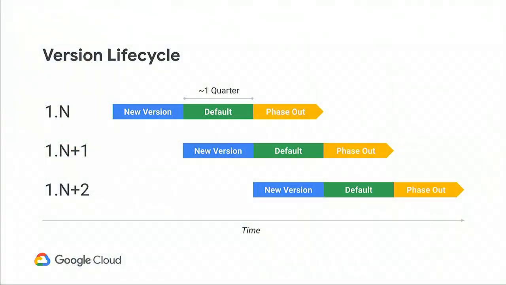So how do we sequence this? Normally, when we release a new minor version, there's a period of time when it's a new version. That means it's available for you to choose to use, but it's not the default, so you can use it for new features for GPUs or TPUs or whatever. After about a quarter, we decide to make that the default. We're pretty sure this is a solid enough version for the entire fleet of GKE clusters. Then when we shift the default to the next version, we start to phase out the old minor version of Kubernetes.